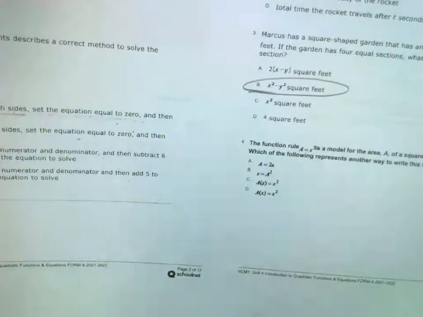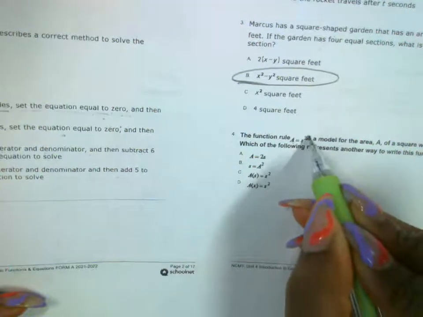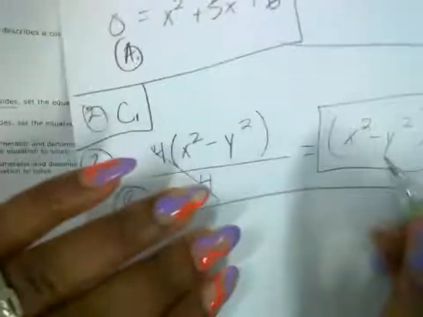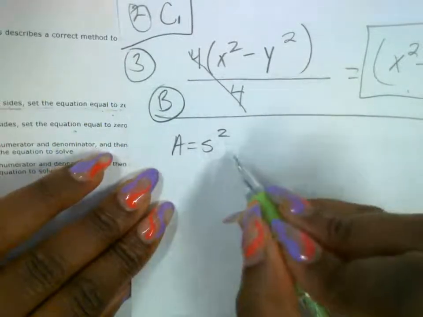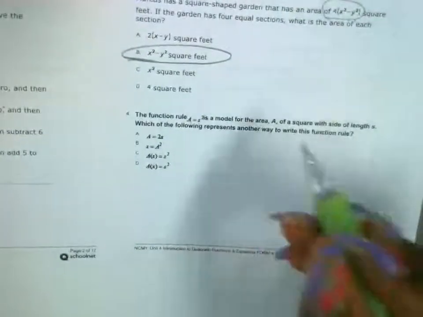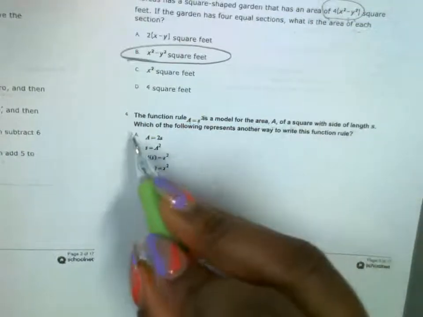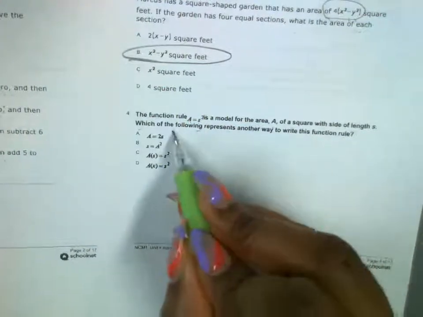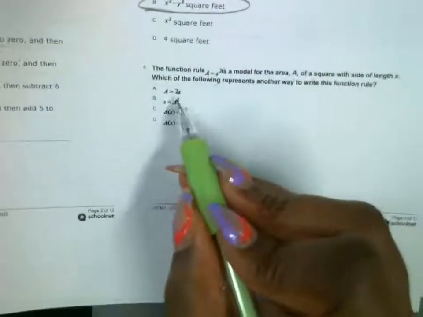Number 4, the function rule A is equal to S squared. That's the formula for the area. A is equal to S squared. This is the formula for area of a square, okay? It is modeled for area A of a square where the side lengths are S. Which of the following represents another way to write this rule?